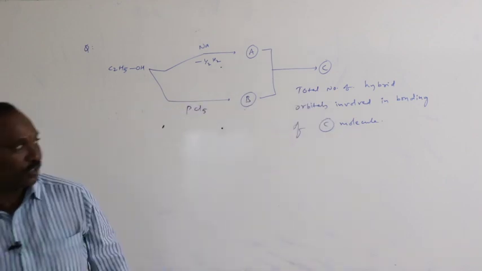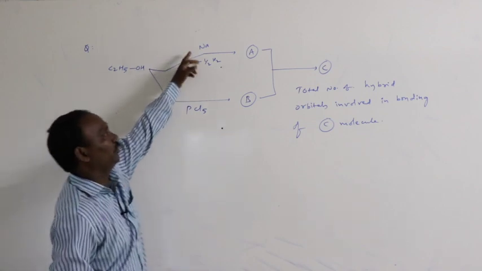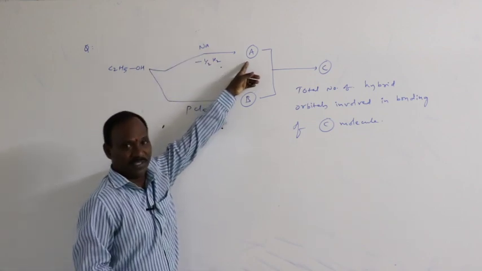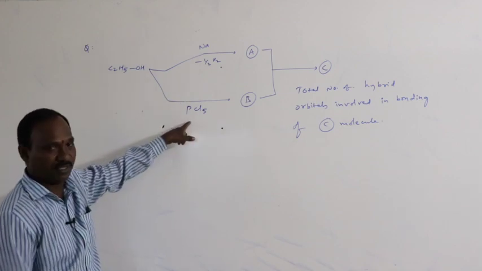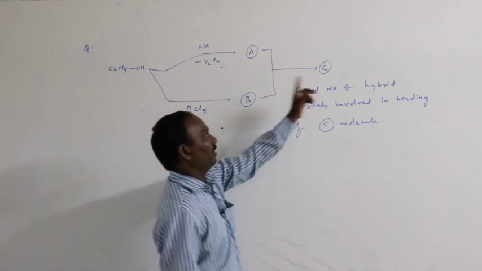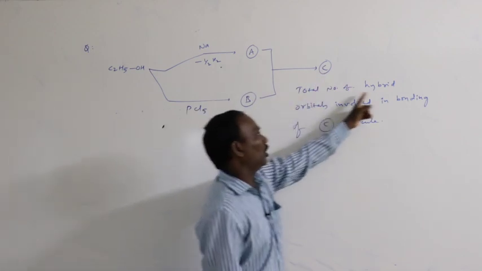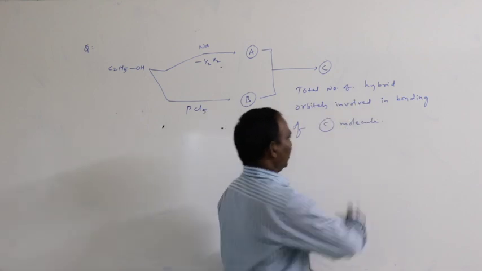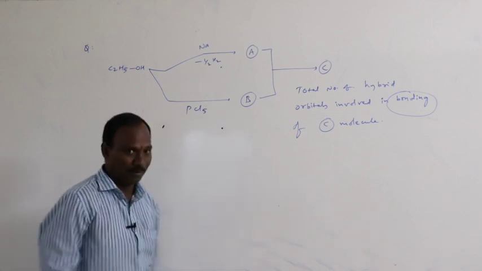Okay, this is most important one. Ethyl alcohol reacts with sodium metal, it is given by A. Ethyl alcohol reacts with PCl5 to form B. A and B combine together to produce C. In this C molecule, total number of hybrid orbitals involved in bonding only.